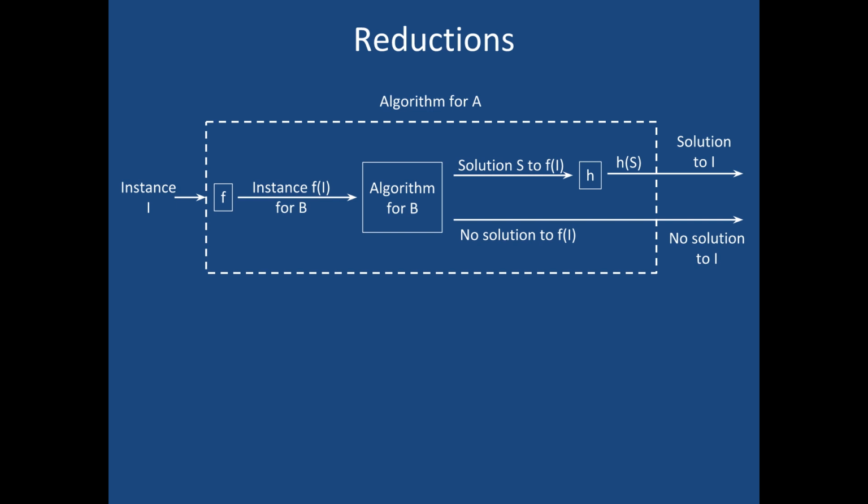So that's just a picture of what you do when you use a library method. You take your data, you modify it in some way, you run the library method, you take the answer it spits out, modify it in some way, and give that as your answer. That's a reduction. All right, there are lots of lines and boxes, but that's a reduction.